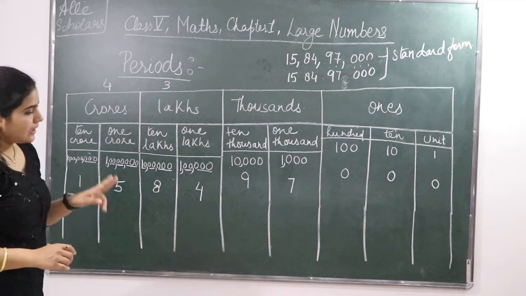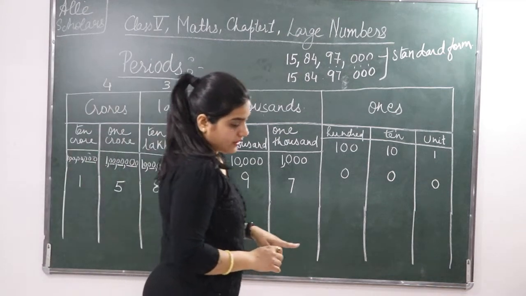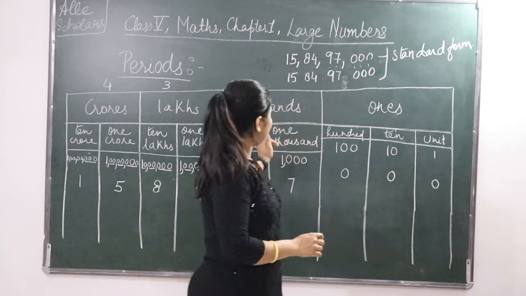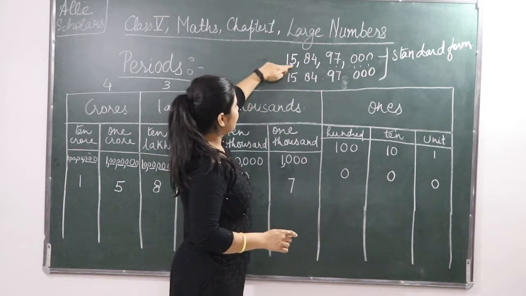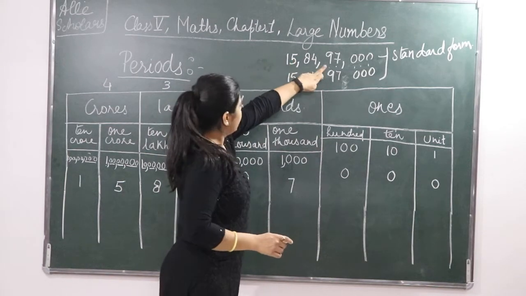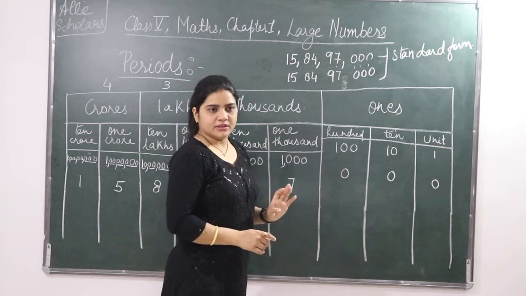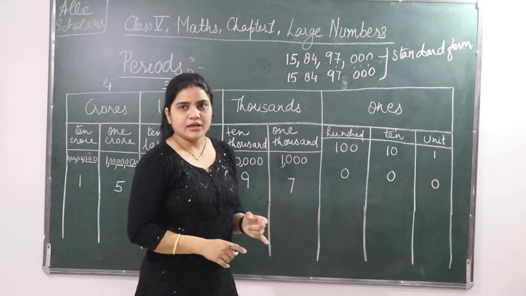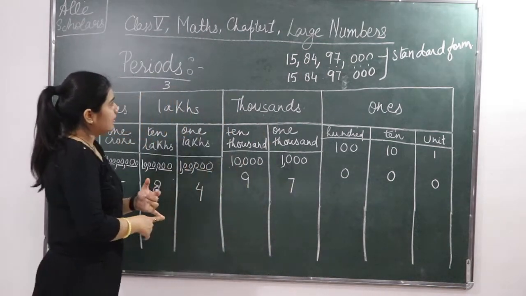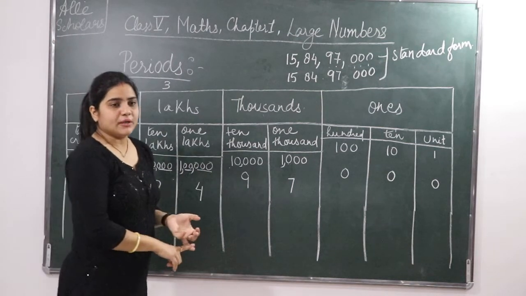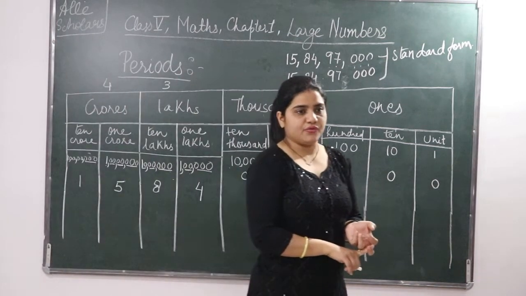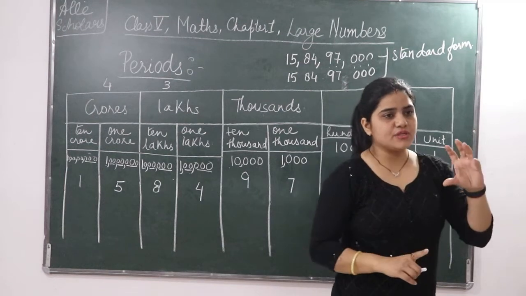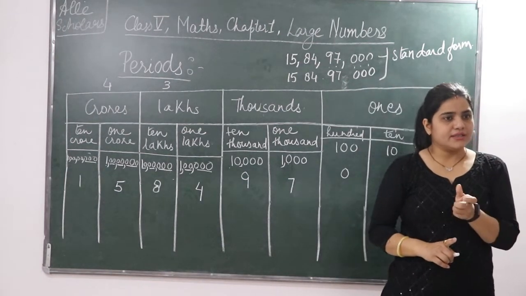Fine? And in the last comes the word form. In the word form, you will write 15 crores, 84 lakhs, 97,000. That will be the word form. Okay? So, standard form, expanded form and word form. Three forms are there in which we can write particular digits.